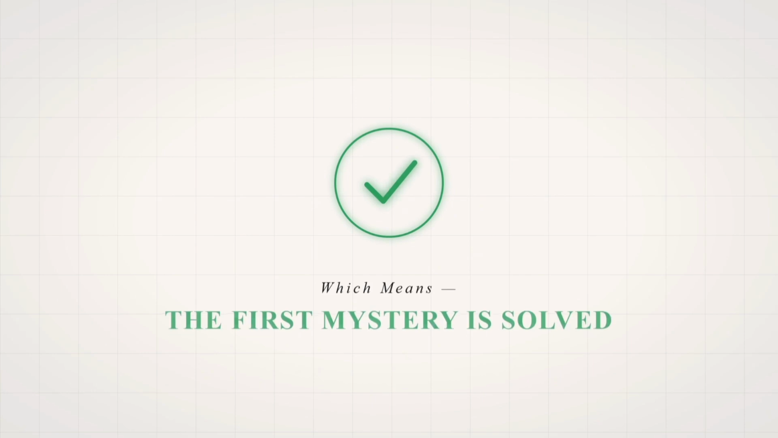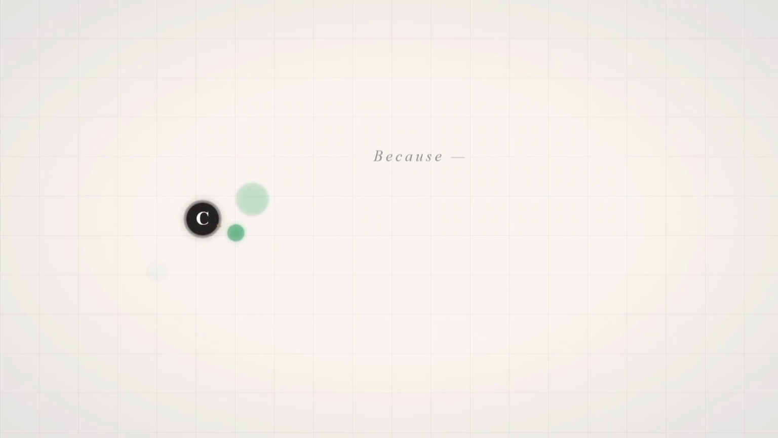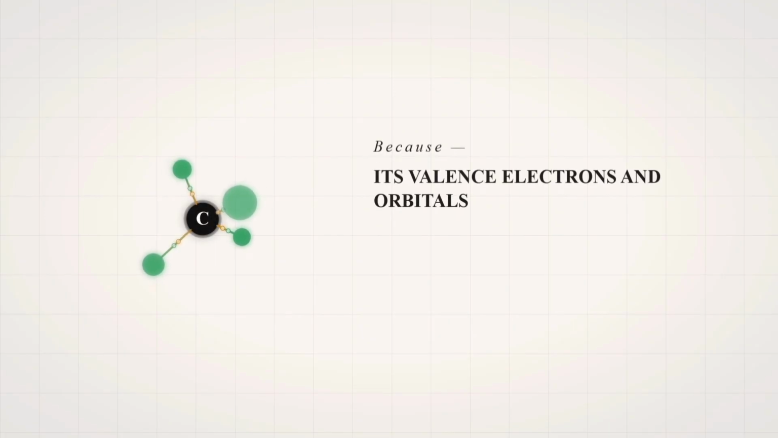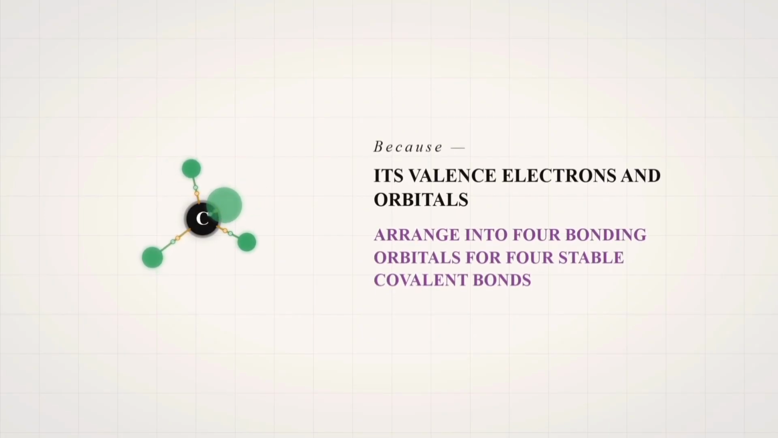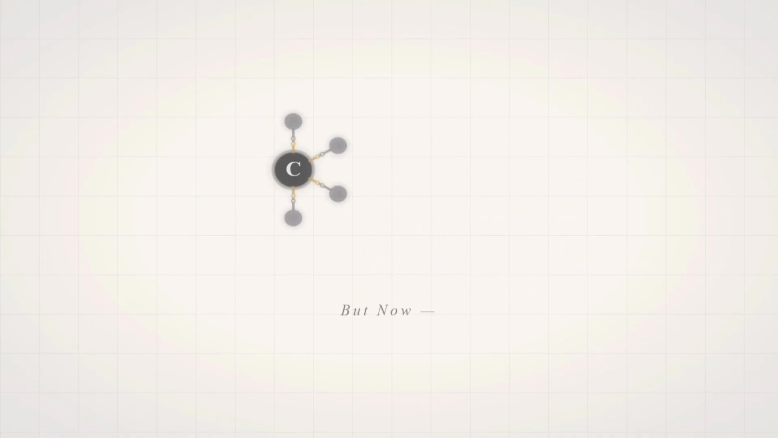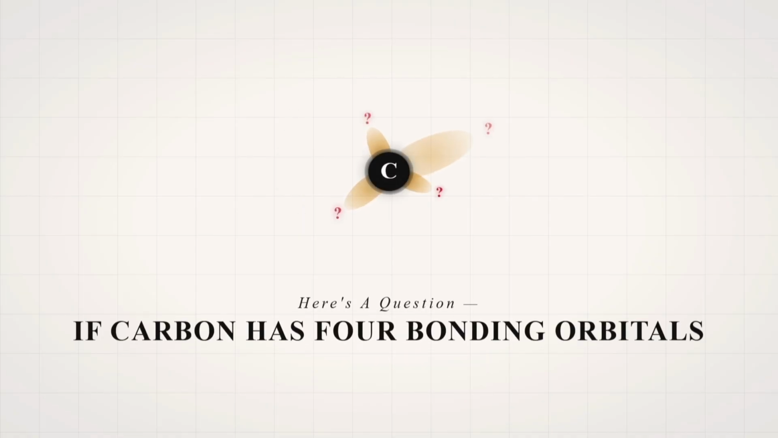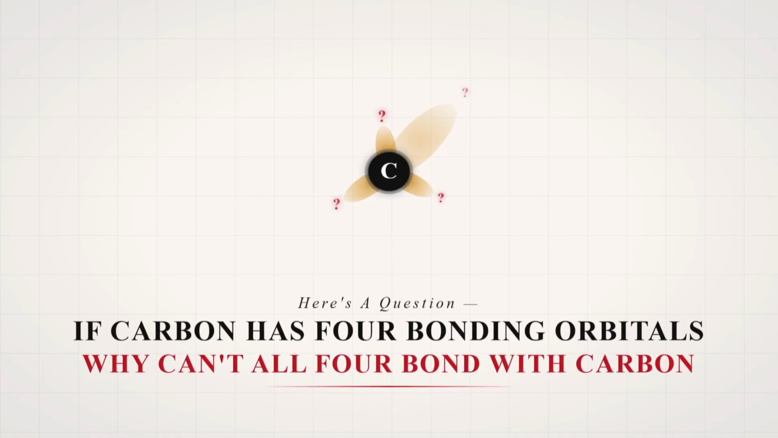So we've solved the first mystery. Why does carbon form 4 bonds? Because its valence electrons and orbitals can be arranged into 4 bonding orbitals, allowing carbon to form 4 stable covalent bonds. But now, the second mystery becomes even more interesting. If carbon has 4 bonding orbitals, why can't all 4 bond with carbon?